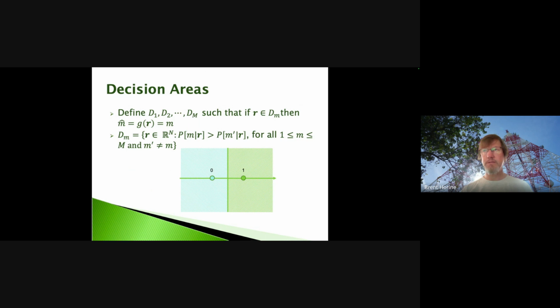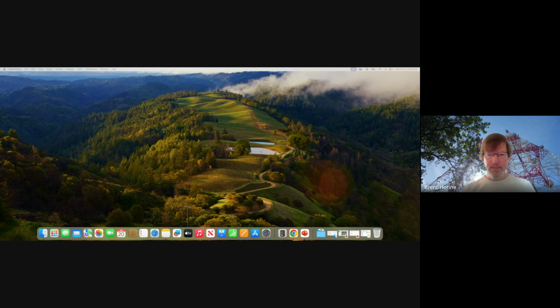I think this is a great place to stop. Next Friday, we'll start talking about decision regions and how we can add some rigor to the idea that if we receive some r value out here, we map it to this constellation point, whereas if we receive it out here, we map it to that one. We'll look at the foundations of that, when it applies, and when we need to do something a little more sophisticated.